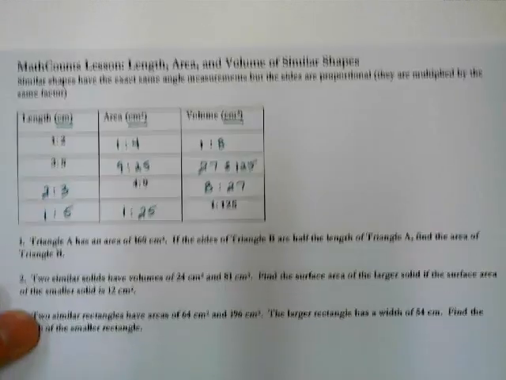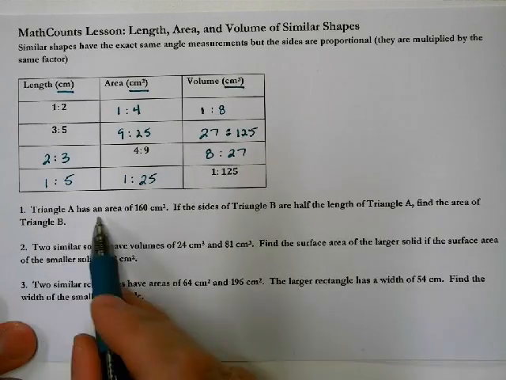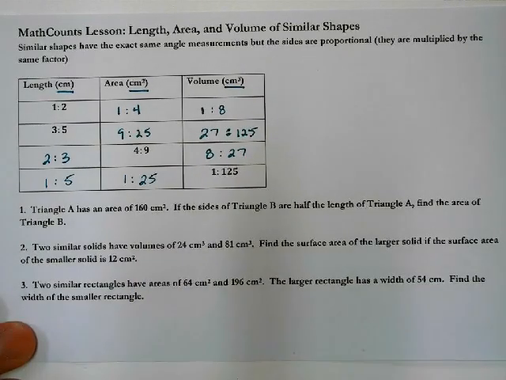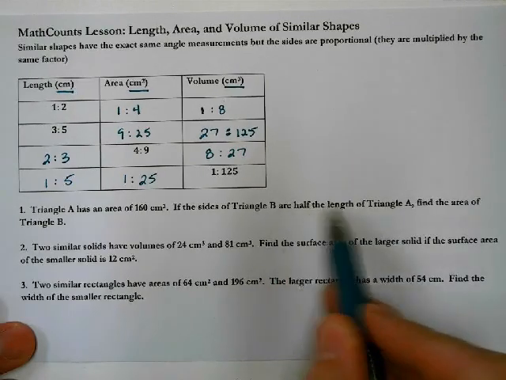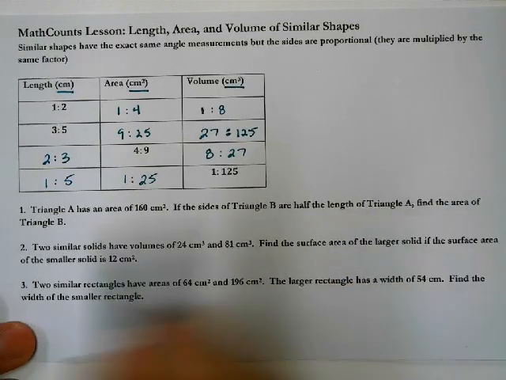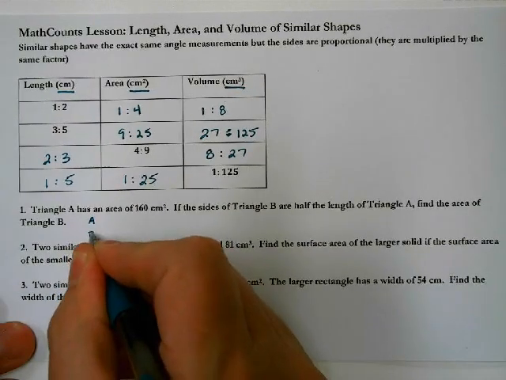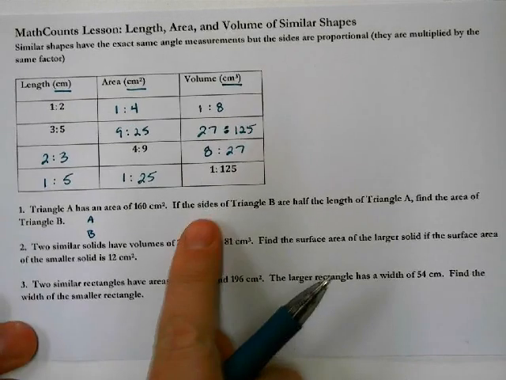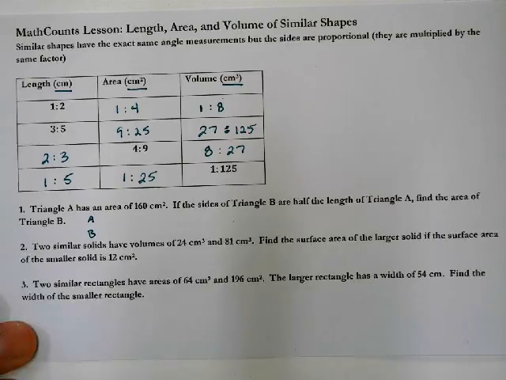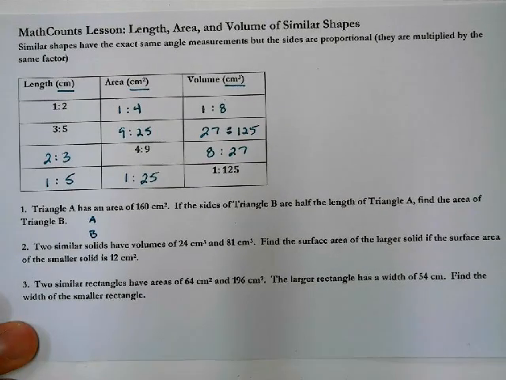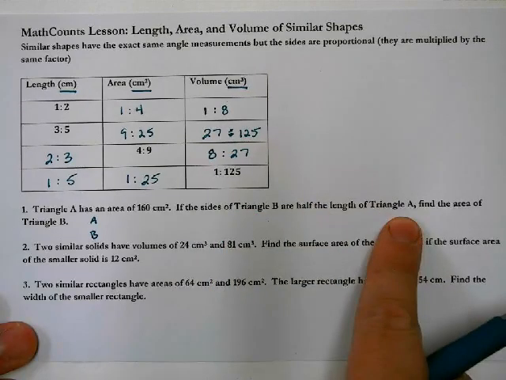All right, let's look at three real quick problems so that we can work on these. So triangle A has an area of 160 centimeters squared. If the sides of triangle B are half the length of triangle A, find the area of triangle B. All right, so we have two triangles, A and B. They tell us that the sides are in a ratio of 1 to 2, basically, because one is twice as big as the other one. So B is half the length of A.